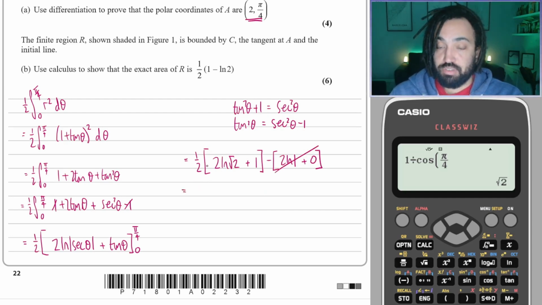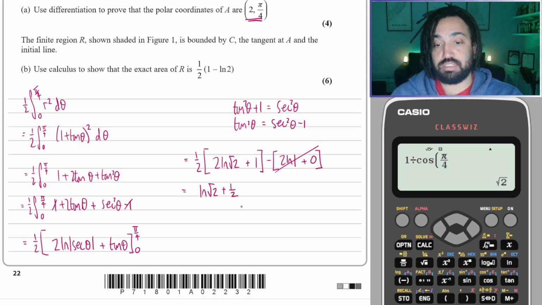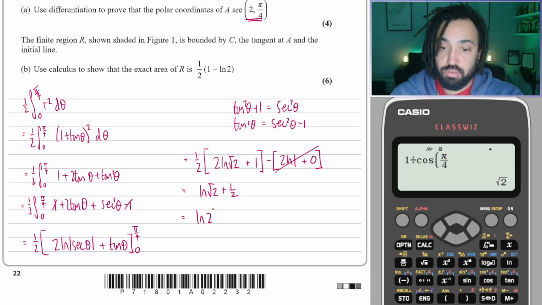Okay, let's see if we can simplify this a little bit more. Well, the half, when I multiply, is going to give me ln of root 2 plus 1/2, like that. And then ln of root 2 is the same as ln of 2 to the half. I can bring the half from that ln down to the front using log rules. So I can say this is a half of ln 2 plus 1.